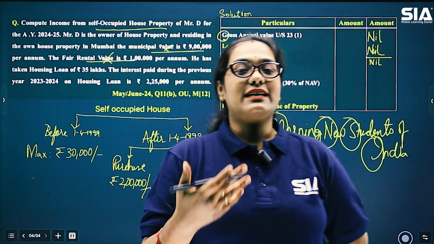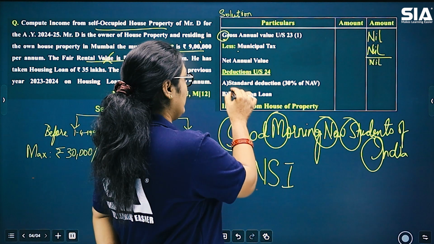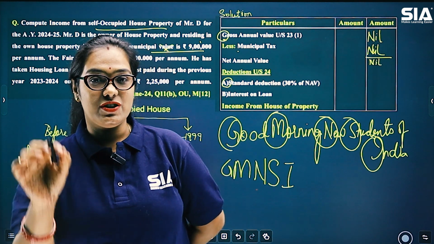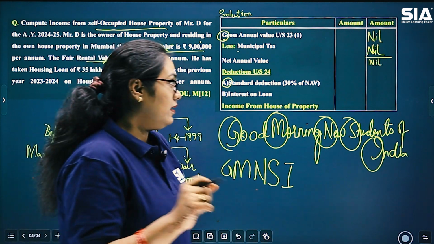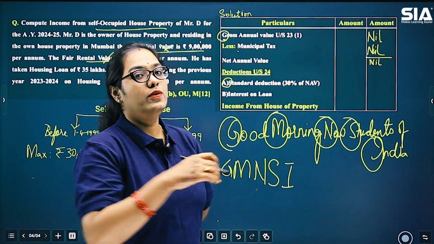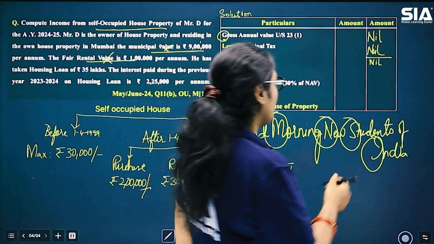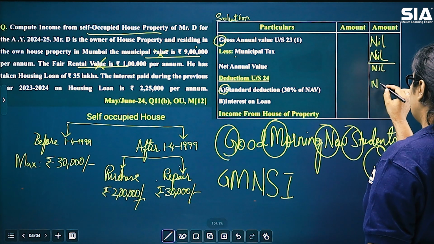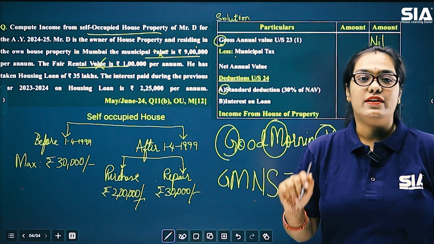Then the standard deduction. Standard deduction is 30% of the net annual value. So here, for us, the net annual value is zero. When the net annual value is zero, standard deduction also will be zero. Then the next thing is interest on loan.